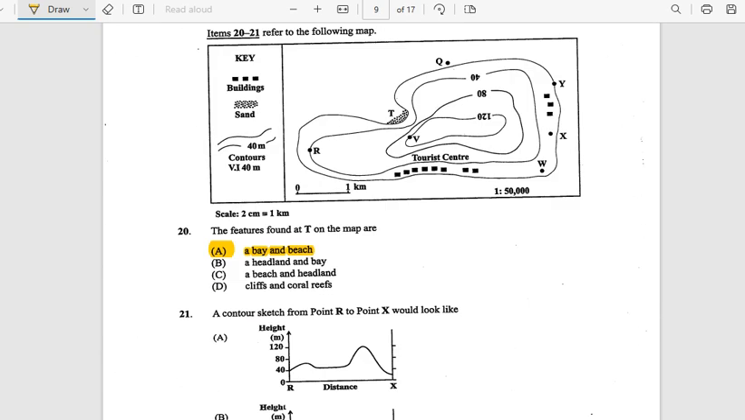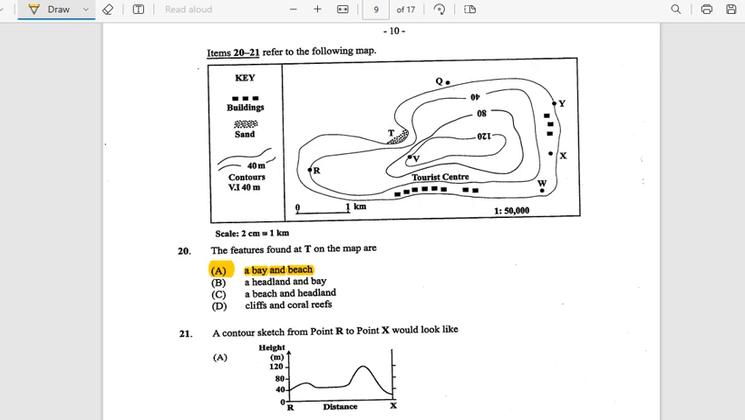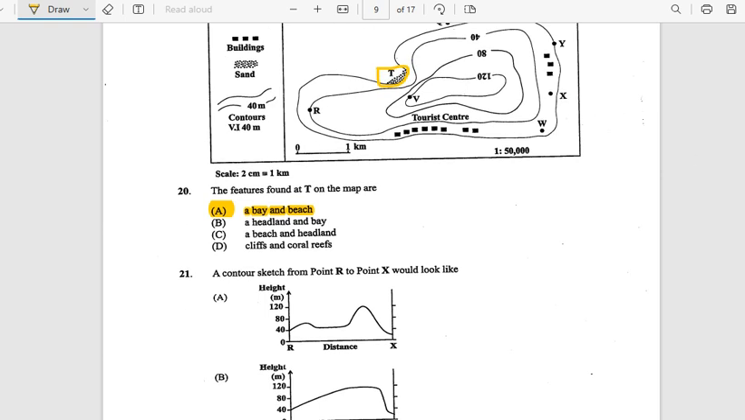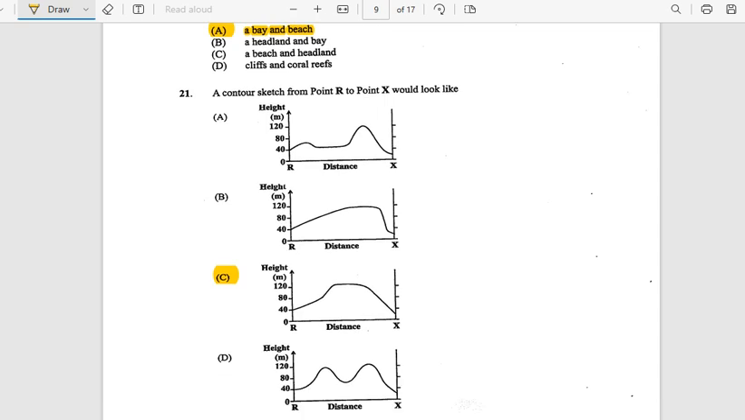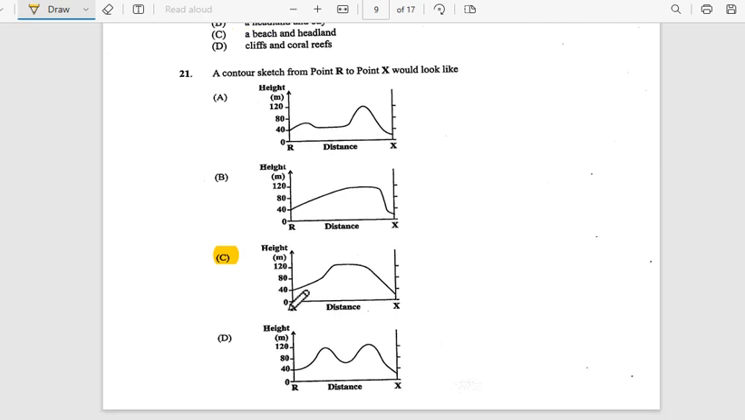Number 20. It says, the features found at T on the map are, so the features found at T right here, guys, are, let's find T. So we have T right here, and it would be a bay and beach. As you guys can see, this is the beach, and we have a bay. All right, simple. Number 21. A contour sketch from point R to point X would look like, and it would be C, guys. So it's from point R to X. This is a contour. You see the curves, guys? See? Contour going up, and then we have a slight down slope. So it wouldn't be neither, guys.